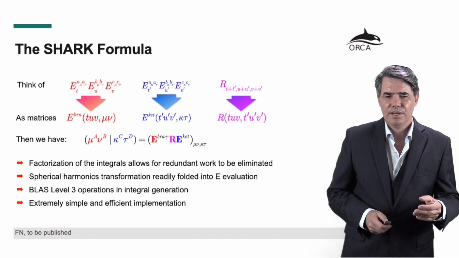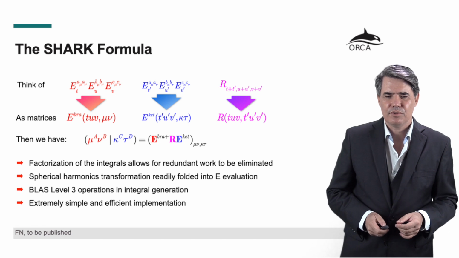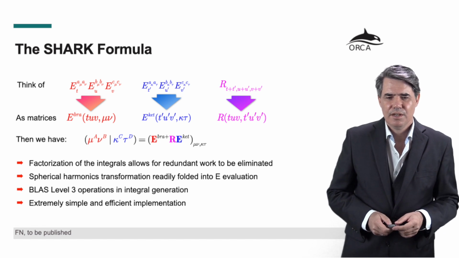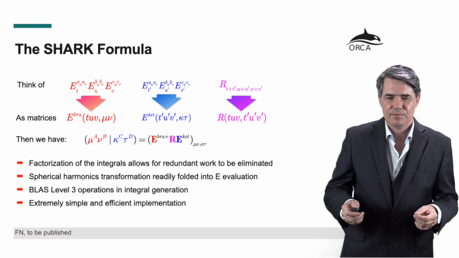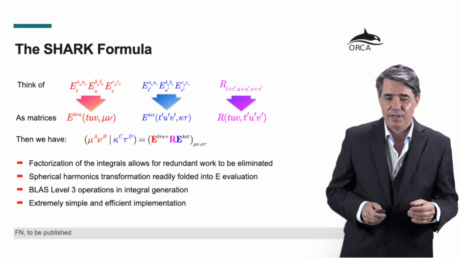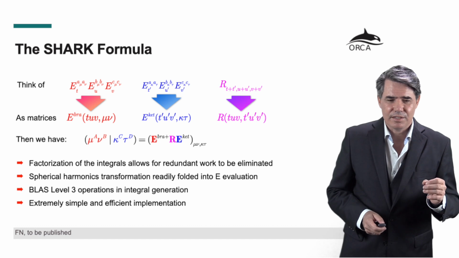And that means you can reformulate the McMurchie-Davidson integral algorithm in terms of two matrix multiplications. So you generate the R integrals and then you multiply them from the left and the right with the E coefficients, like the E matrices for the bra and the ket. And that has a number of key advantages.